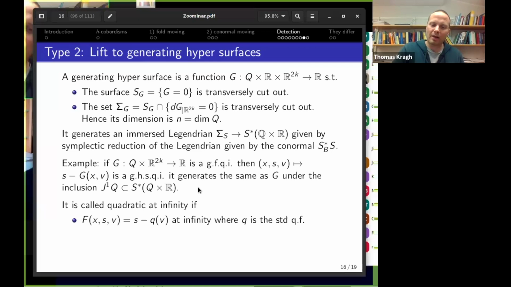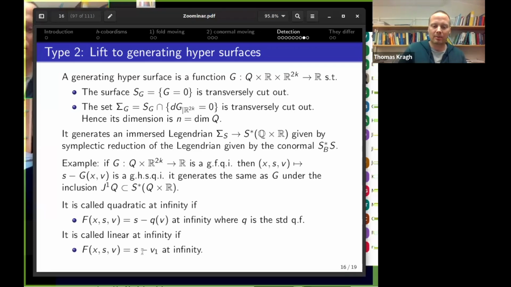And yes, quadratic at infinity is the same as for the generating function. It's just that it looks like what you would get if you took the quadratic form as a generating function and plug it into this example. And the same with the linear. Oh, that's where the minus came from. Cut and paste. Yeah.